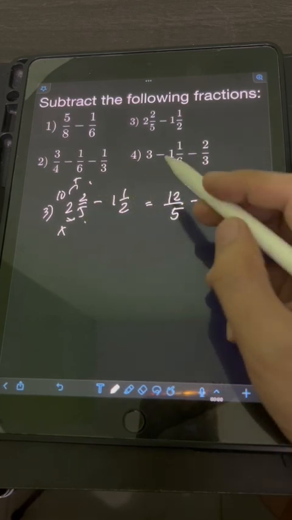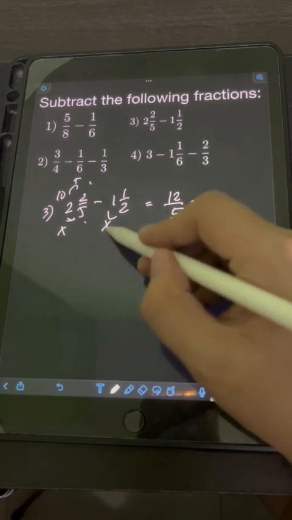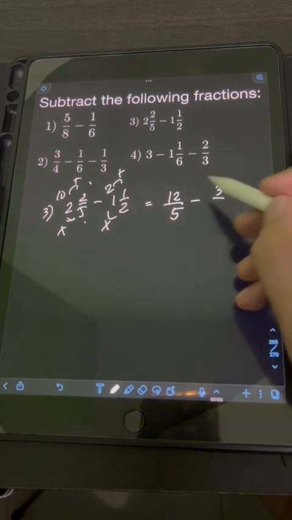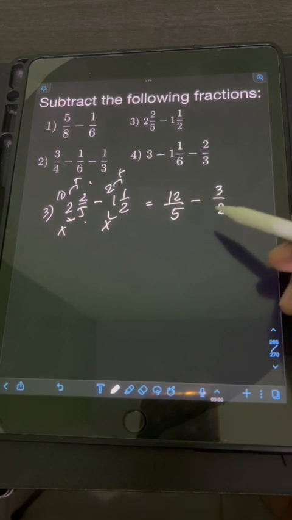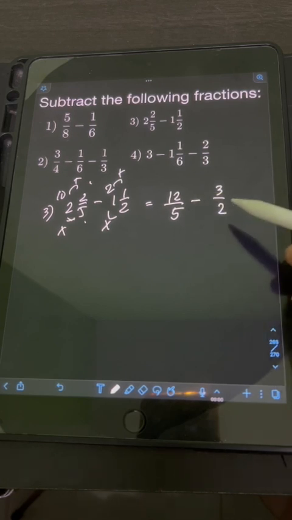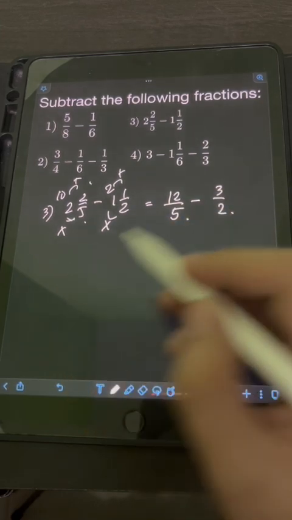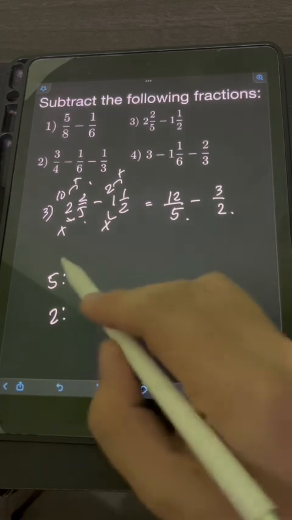Minus 1 and 1/2, transforming into an improper fraction as well. So 2 times 1, that's 2. Then 2 plus 1, that's 3. Over the same denominator 2. So we now have subtraction of two dissimilar fractions having different denominators of 5 and 2. So again, let's find the LCD. List down the multiples of 5 and 2.